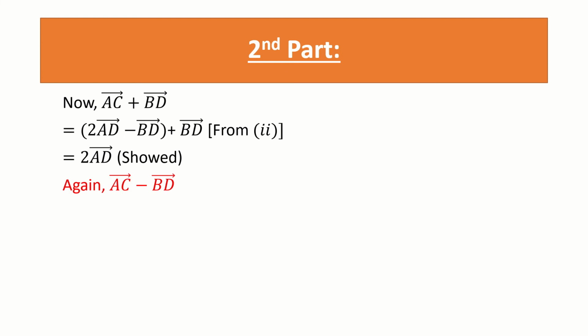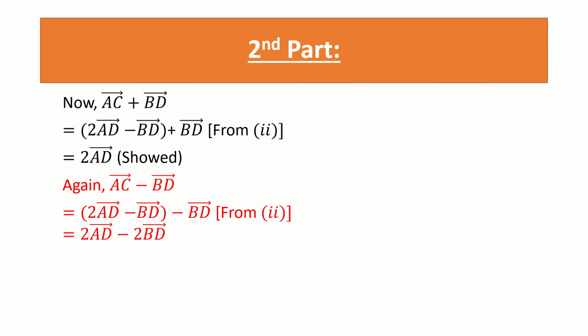Again, AC vector minus BD vector. Put the value of AC vector from equation number 2, we will get 2 into AD vector minus BD vector. Now take this line: 2 into AD vector minus 2 into BD vector. You can take 2 common: 2(AD vector minus BD vector). AD vector minus BD vector, this equals AB vector from equation number 1. That means the second part is complete.